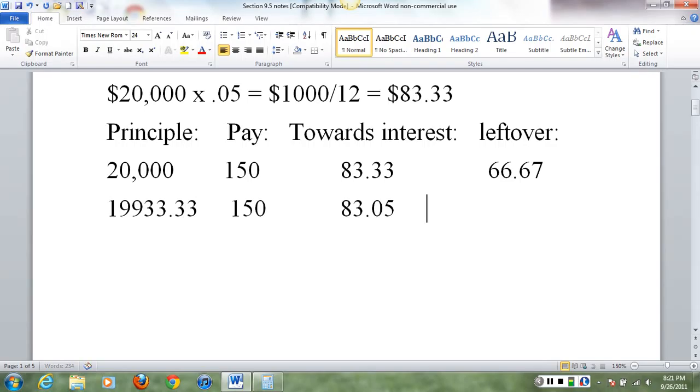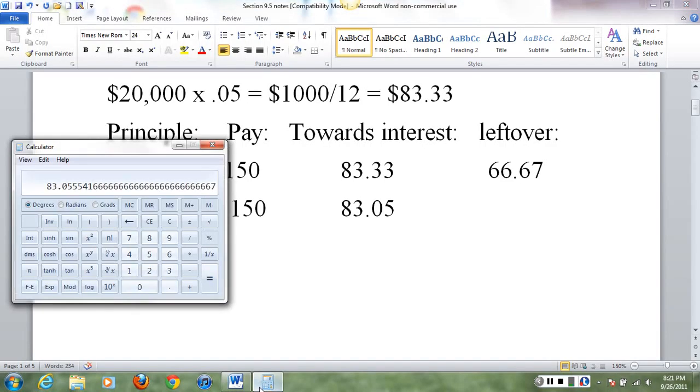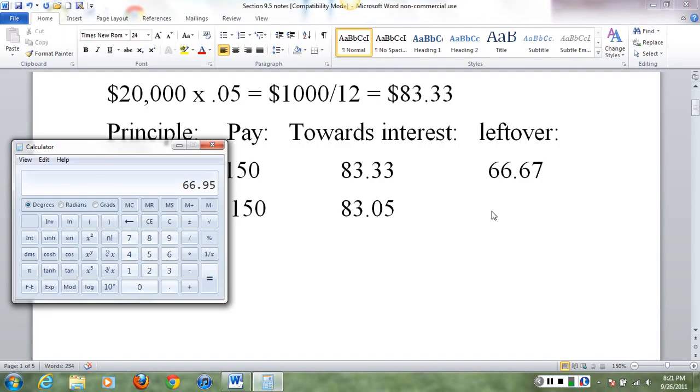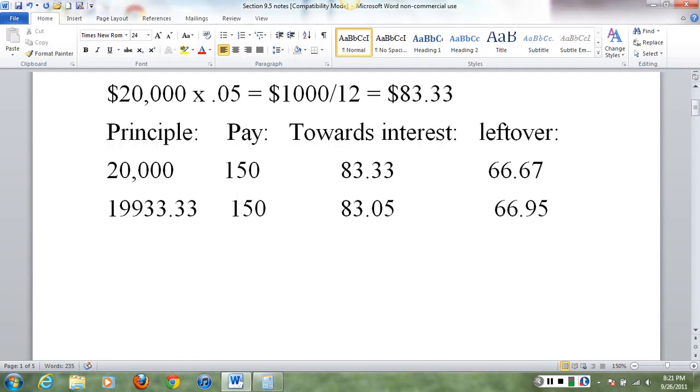Which means that now we get a little bit more towards our principal. So now 150 minus 83.05, and we get an extra, what is that, 20 cents towards principal, $66.95. Now that goes towards principal. So as you can see, each payment, our interest gets a little bit lower, and the money that goes towards principal, whatever's left over, gets a little bit higher. That's the idea of a loan.